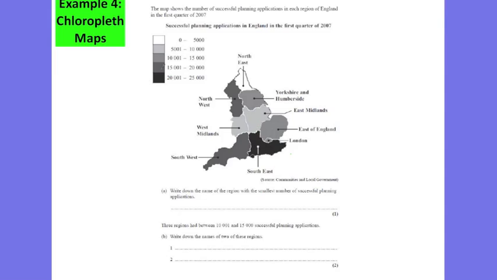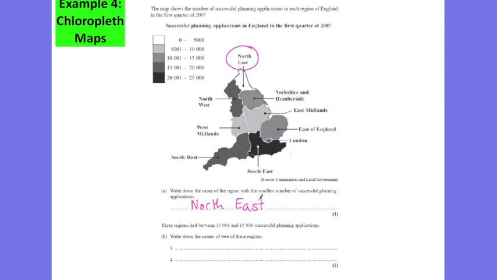Looking here at our numbers, the smallest is the white section, 0 to 5,000. The only region here that is shaded using just the white is the northeast. Here, there is the smallest number of planning applications.